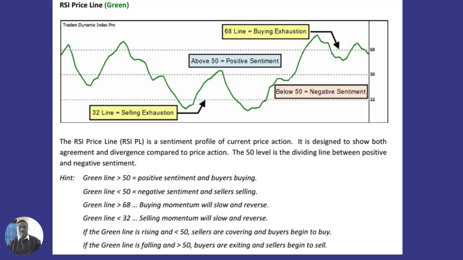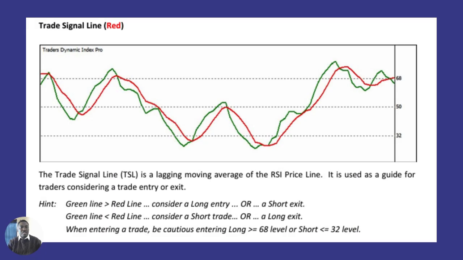Okay, so let's go to the next component. Now the next component is the red signal line. Remember I said the red is the signal line. It basically works as your crossover. If you are used to moving average crossover, then this should not be an issue for you. So from my left to my right, you can see that we have this crossover right here, the green RSI price line crossing into the signal line here, which is a signal for a sell.